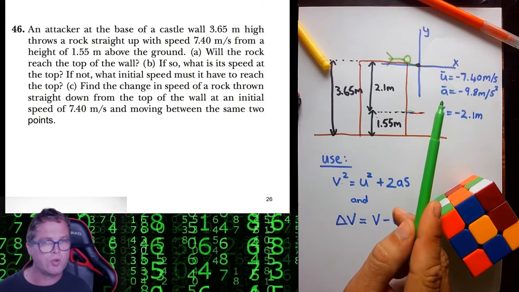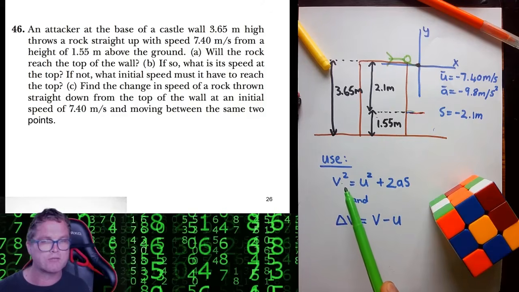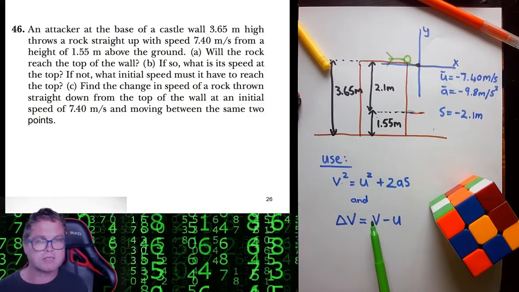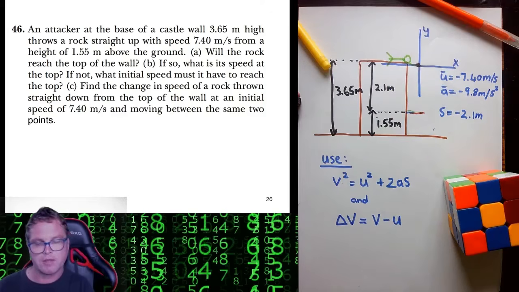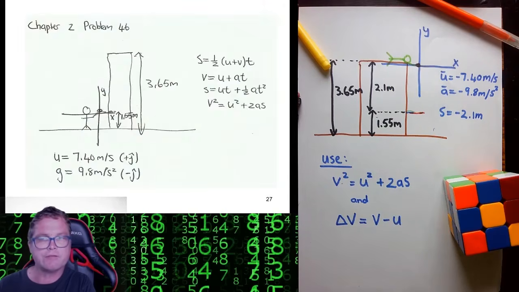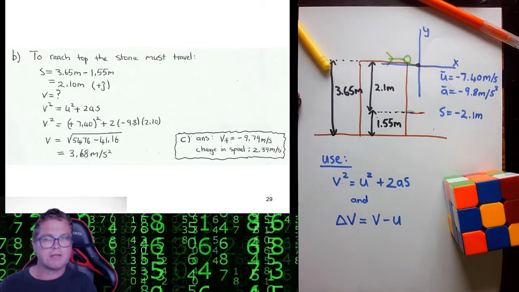Since we know u, we know a, and we know s, you can substitute the values in, solve for v, and the change in the velocity is going to be given by the final velocity, which we found here, and the initial velocity, which we are given over here. If you complete this calculation yourself, then you can go on to find that the solution is as shown here. We see the final velocity is 9.79 meters per second in the downward direction, so it's minus, and the change in speed is going to be 2.39 meters per second.